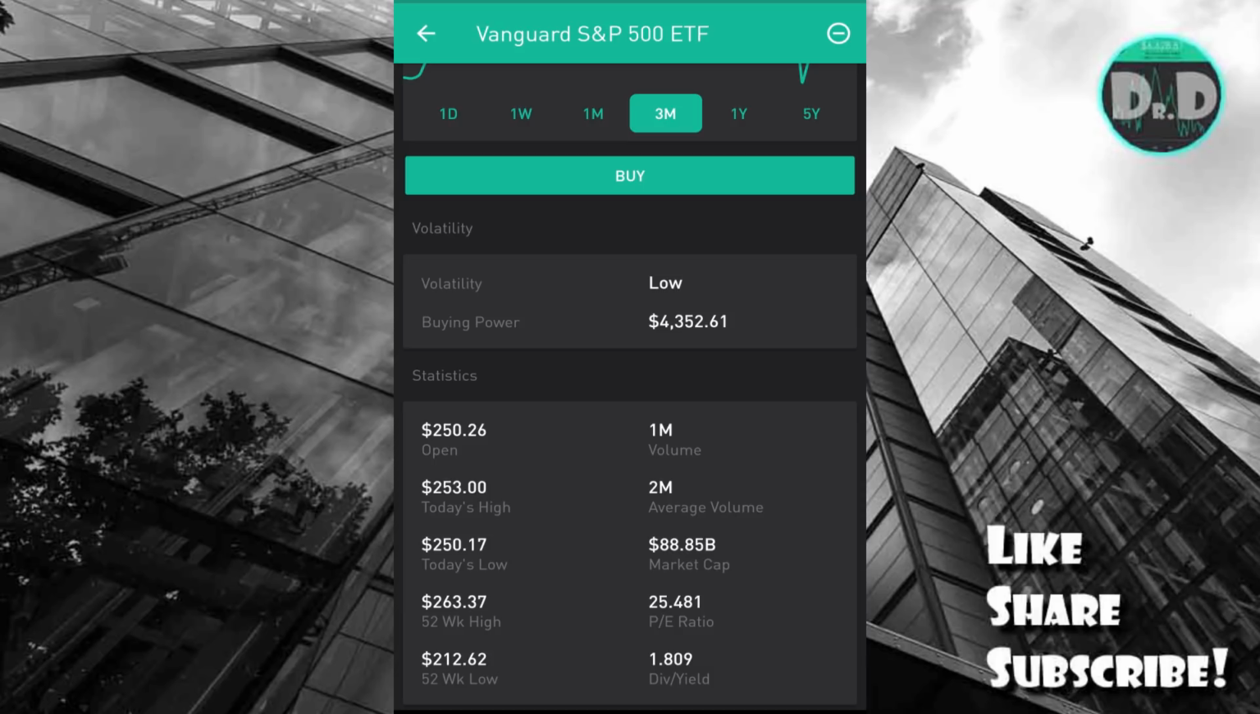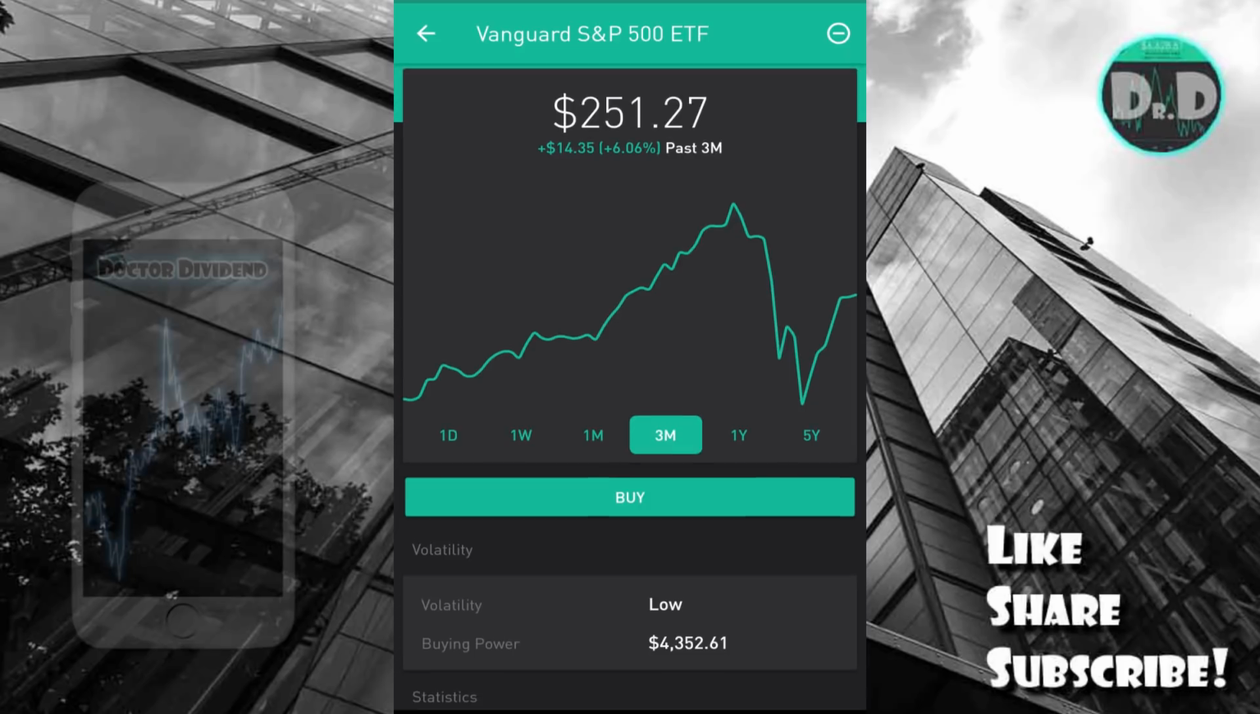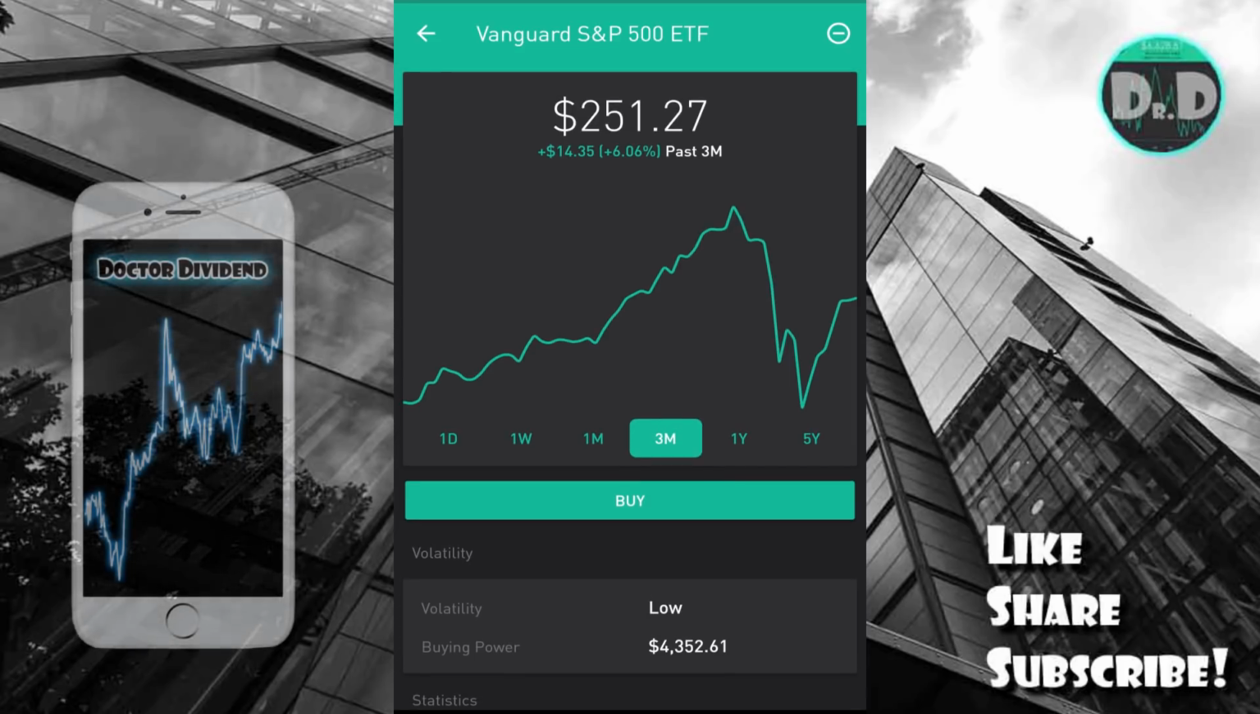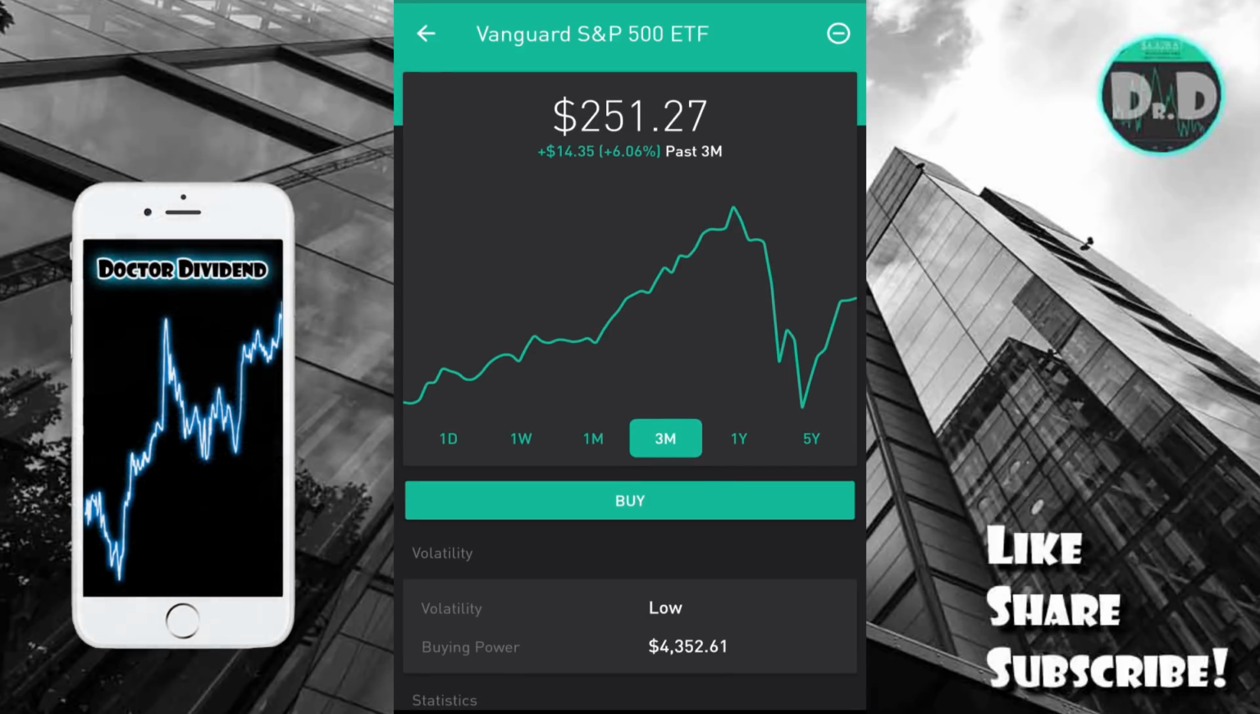And you can also see in the middle here, this is a very popular fund. The market cap there is $88.85 billion. That is a very, very large market cap for an ETF. This is a very popular ETF for a lot of investors' retirement accounts. And again, it is very popular because it's a quality stock from a quality company, Vanguard. It has a very low expense ratio, 0.04%.